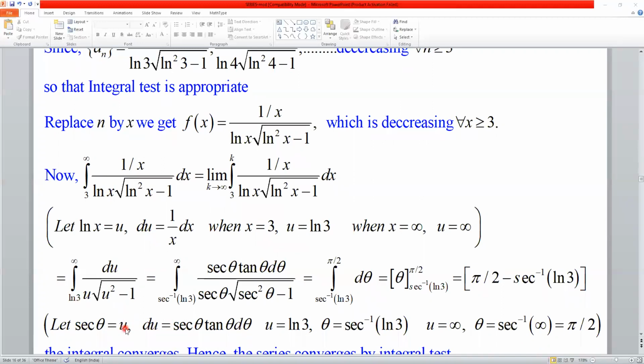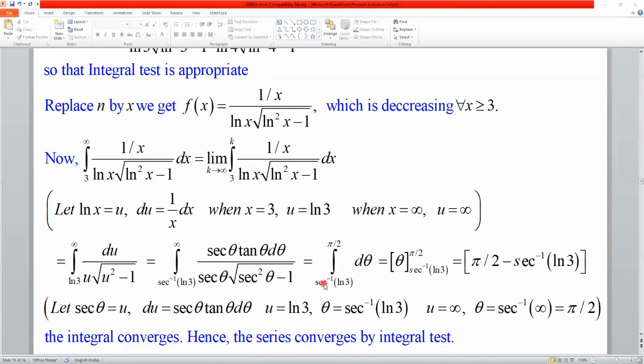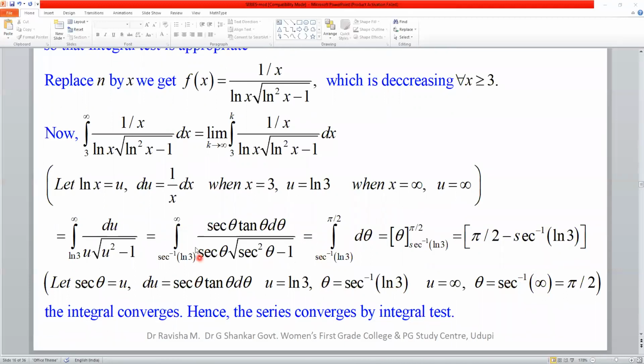When u is equal to log 3, theta is equal to secant inverse of log 3. Theta is equal to secant inverse of u, where u is equal to log 3. That I have written here. When u is equal to infinity, theta is equal to secant inverse of infinity. Secant inverse of infinity is equal to pi by 2, because secant of pi by 2 is equal to infinity. Now the integral becomes, du is equal to what? du is nothing but secant theta tan theta d theta.